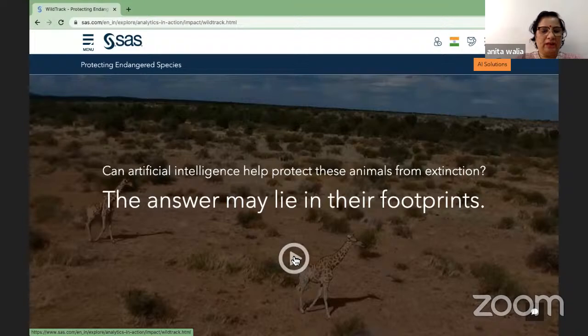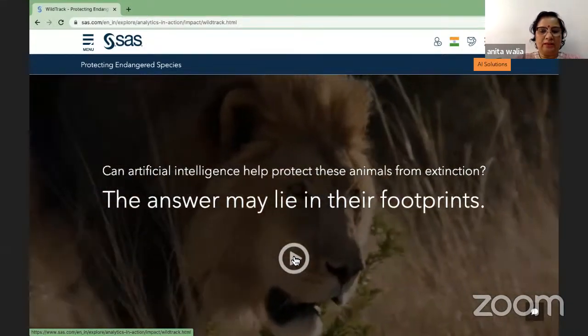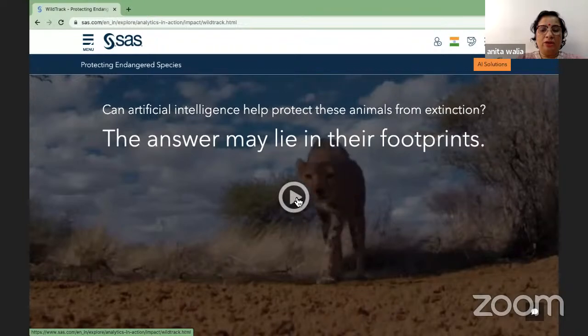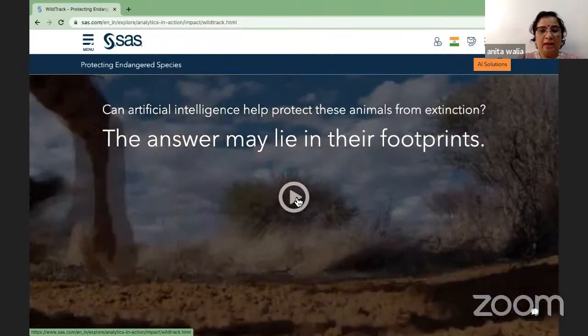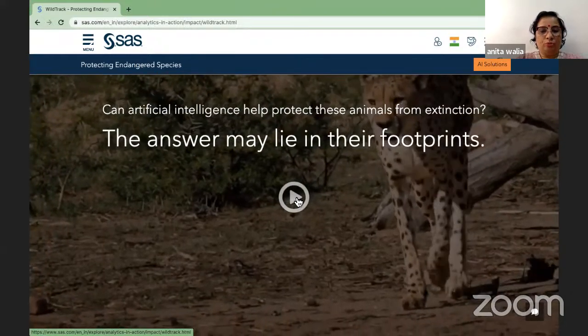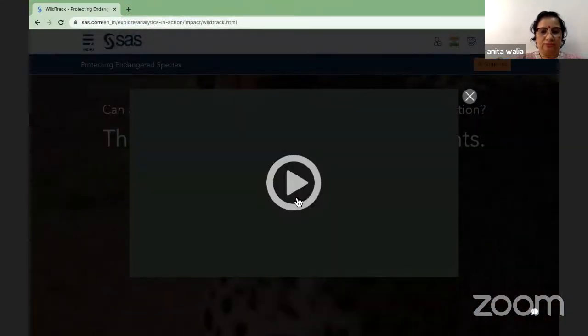So the topic is, can artificial intelligence help protect these animals from extinction? The answer lies in their footprint. How can we use a footprint image to identify how many endangered animals are left and how to protect them? Let's see this.